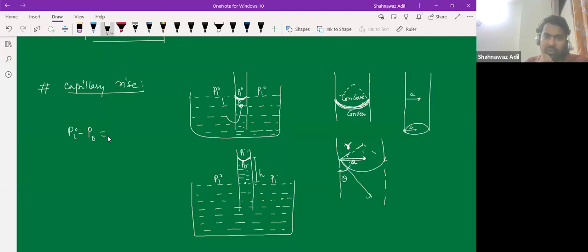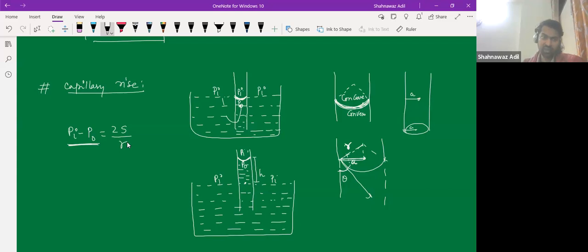What would be the excess pressure, guys? Sir, can you repeat what you just said? I'm asking, we already know what the excess pressure is, right? What would be the excess pressure? We have only two layers, right? One and two, only two layers. So that would be 2S by R. Yes, this is absolutely correct.